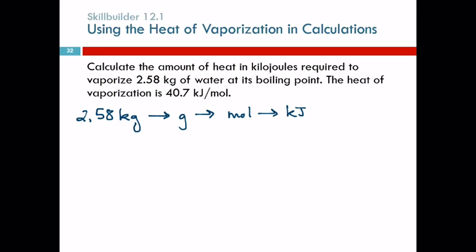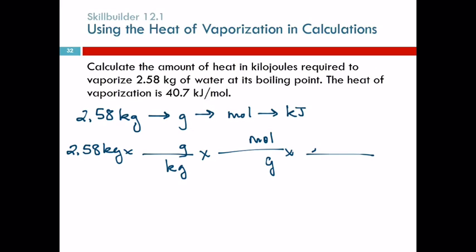So now I just do my dimensional analysis. I have 3 arrows, so I need 3 conversion factors. I'm going to stick the units in first and then figure out what numbers to put in and where to put them. So 2.58 kilograms times grams over kilograms, and then we're going to moles, and then to kilojoules.